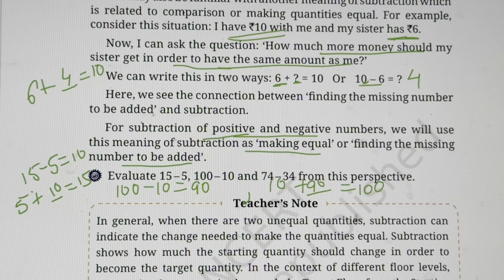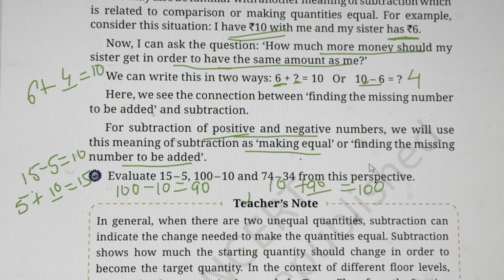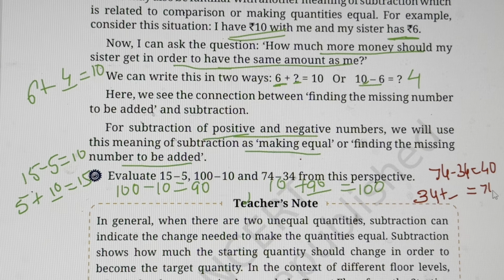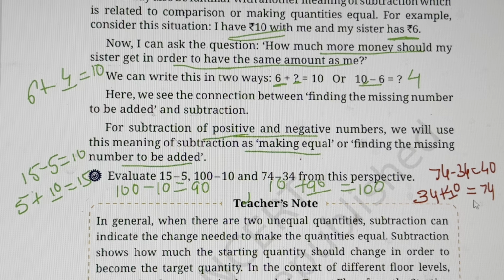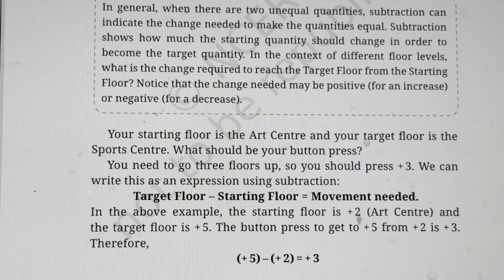There is a third question also asked. 74 minus 34. So 74 minus 34 is 40, right? Or what should be added to 34 to get 74, which is again 40, right? So both the perspectives I have explained with these three questions. Now the same concept we'll understand through Bayla's building of fun.